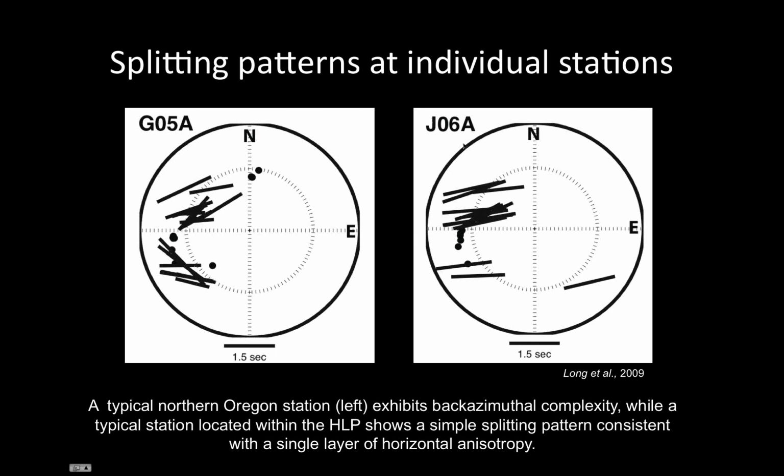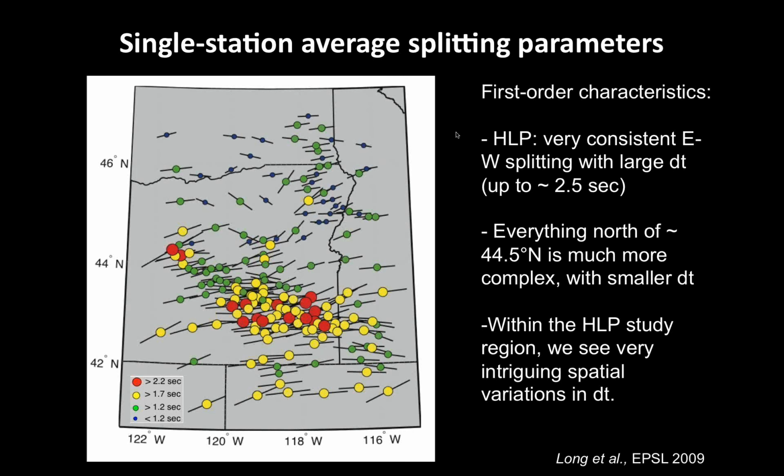In contrast, over here on the right, this is the pattern at JO6A, and this is a very simple, nice, well-behaved splitting pattern. We have well-constrained splitting measurements from 3 different back azimuthal quadrants, and then a cluster of null measurements, which are right where you would expect to see them with this kind of fast direction. And this is very typical of stations that are located within the HLP itself, where they tend to have very simple, well-constrained splitting patterns that are really consistent with a single layer of basically horizontal anisotropy. So we don't see much evidence for complicated anisotropic structure at stations right within the HLP.